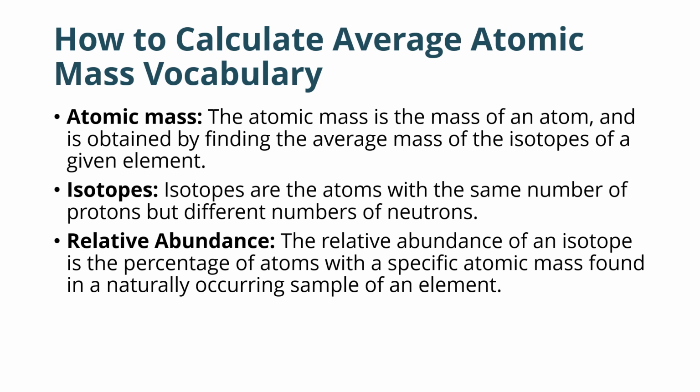An isotope is a form of the same atom, in the sense it's the same element, like carbon, for example. Different isotopes, if they're all carbons, have to have the same number of protons but different numbers of neutrons. The relative abundance of an isotope is the percentage of atoms with a specific atomic mass found in a naturally occurring sample of an element.